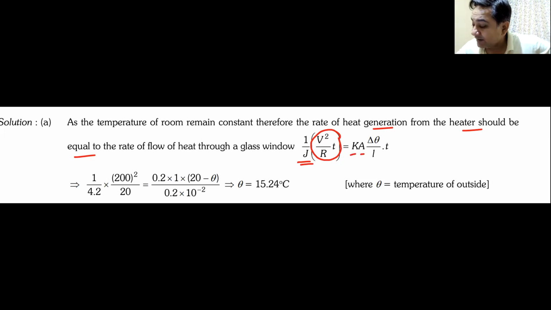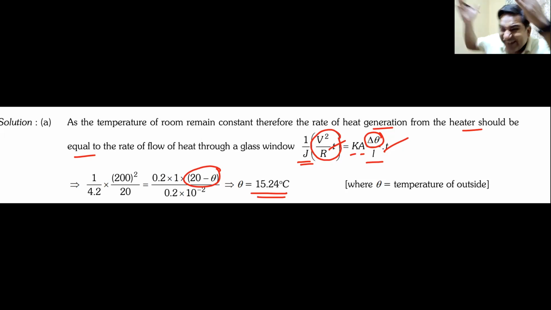Then K, then A, then delta theta by L, then t, t goes away. We get the value of this delta theta. This delta theta is nothing but 20 minus theta. From there we get the value of theta, and the value of theta comes out to be 15.24 degrees Celsius. Bacha, use a little brain.